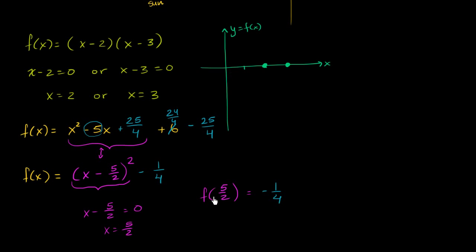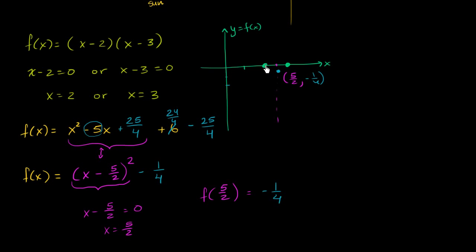So x equals 5 halves, that's the same thing as 2.5, and y is equal to negative 1/4. So if that is negative 1/4, it would be something like that. So that right over there is the vertex. That is the point. Let me make it clear. That's the point 5 halves, comma, negative 1/4. And what's cool is we've just used this form to figure out the minimum point, to figure out the vertex in this case.